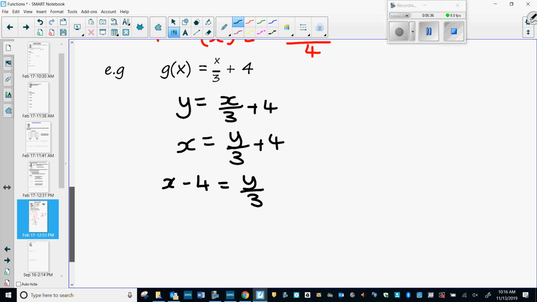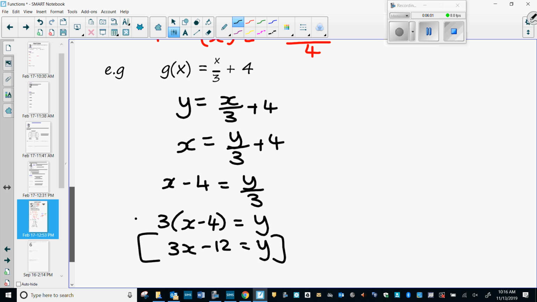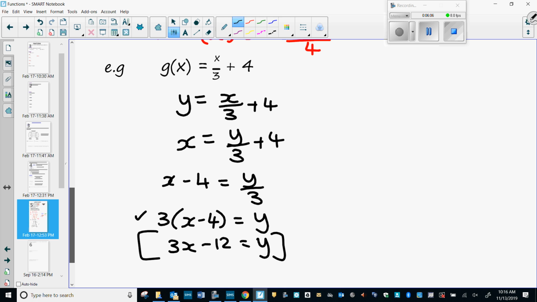Now our final step is obviously to multiply by 3, but we need to show it with brackets. Please don't show it without brackets. You don't have to expand it, but you can if you wish. If you remember to multiply both terms by 3, you could have 3x minus 12 equals y, or you could leave it as 3 bracket x minus 4. So g minus 1 of x is 3 bracket x minus 4.